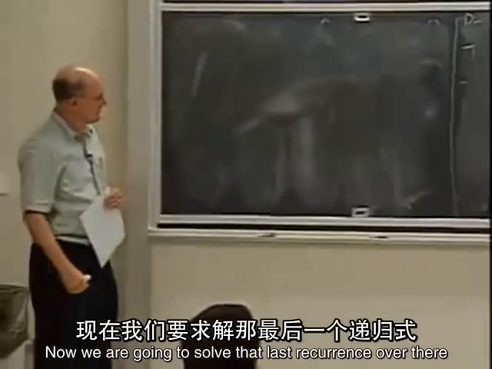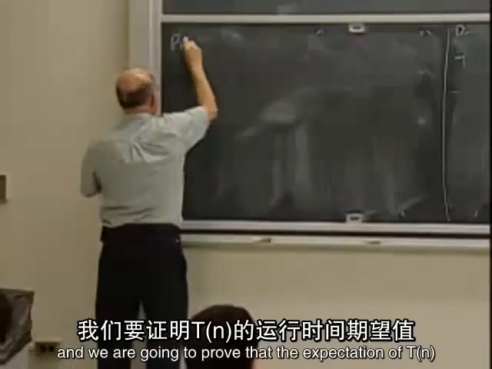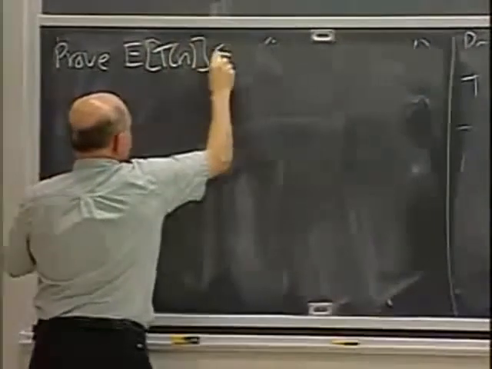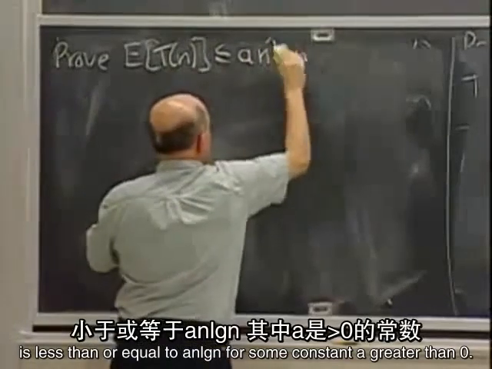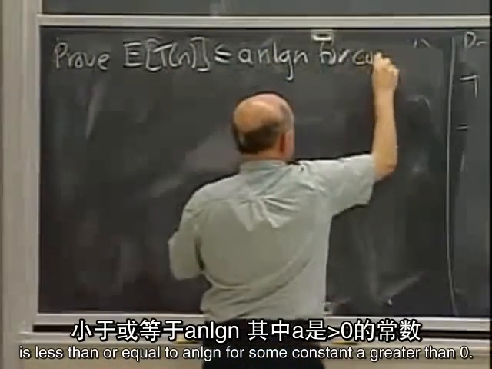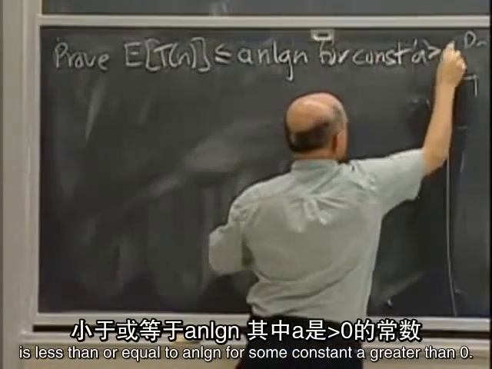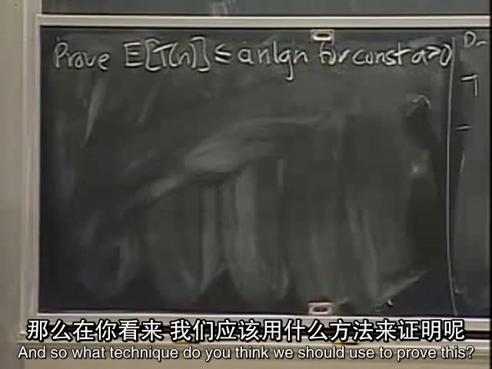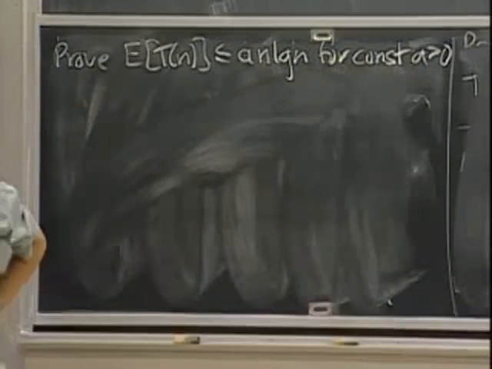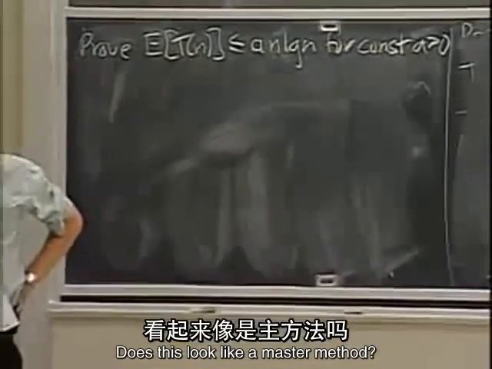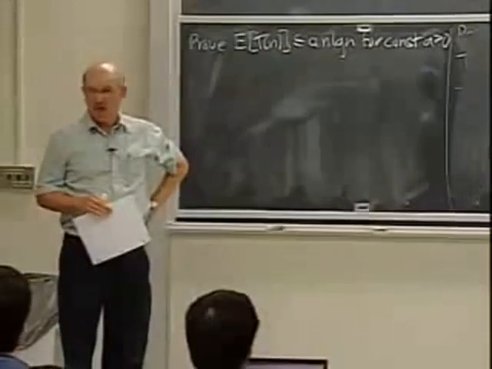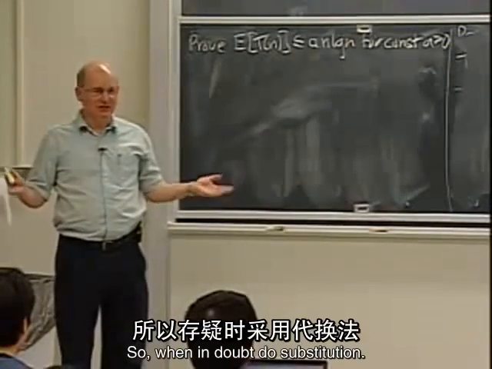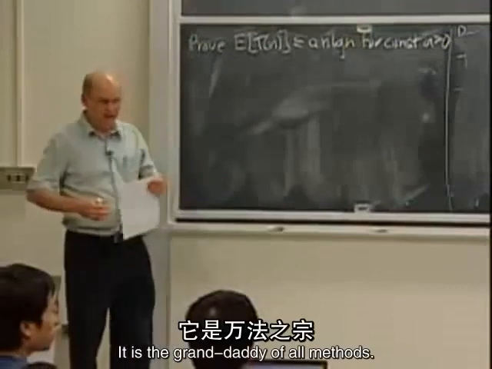So now we're going to solve that last recurrence over there. And we're going to prove that the expectation of t of n is less than or equal to a n log n for some constant a greater than 0. That's what we're going to do. And so what technique do you think we should use to prove this? Does this look like a master method? It's nothing like the master method. Okay, so when in doubt, do substitution. Okay? It's the granddaddy of all methods.